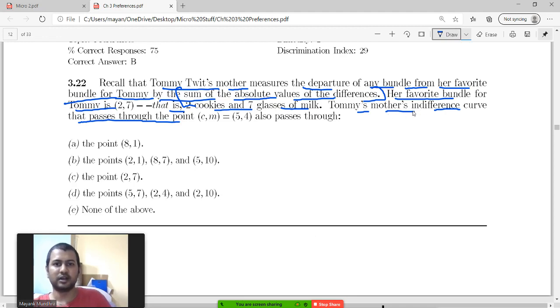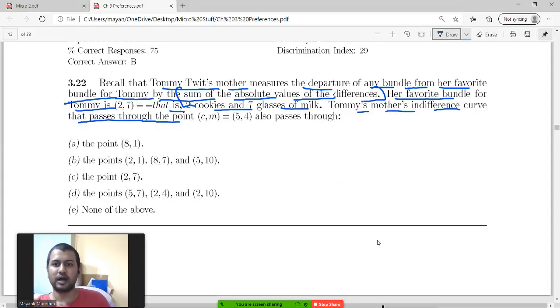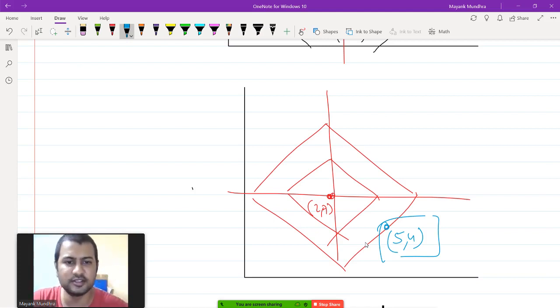So Tommy's indifference curve through the point 5 comma 4. This point is 2 comma 7, so the point 5 comma 4 will be somewhere here. Actually you can just substitute it into the utility function and check. Actually I don't need to do this; graphically we should not do this. I just did the graph part to tell you how ICs are drawn.